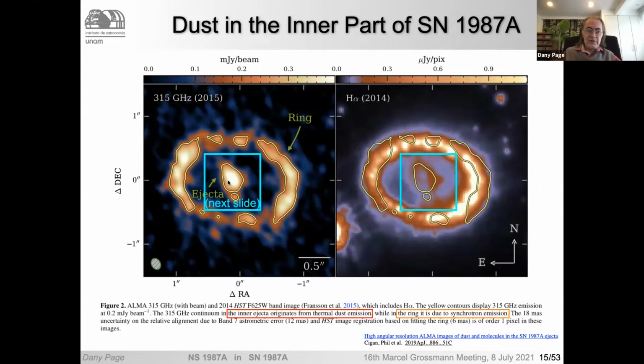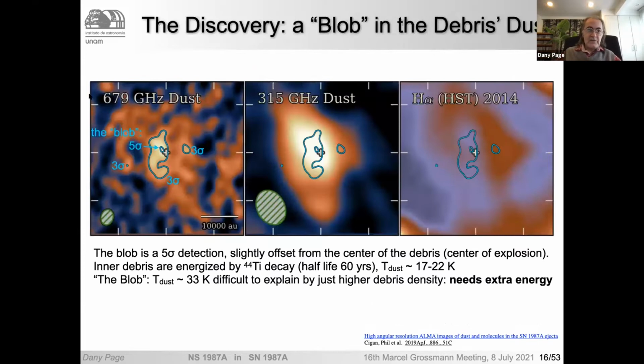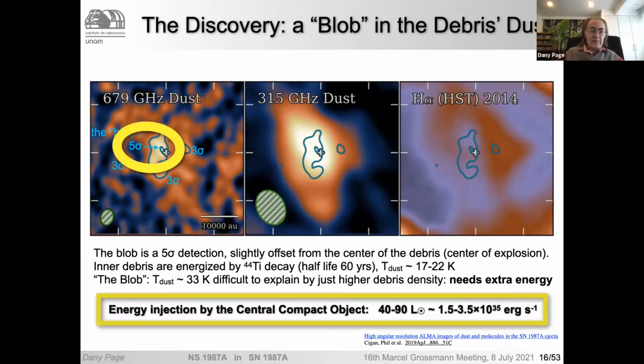Now in 2015, they could go to higher frequency. You see here at 600 gigahertz, so it's half a millimeter, which gives you better resolution. They show what they see as contours, which are 3 sigma, and even one little blob that is 5 sigma above background. This cross is the center of the explosion, so the blob is a little bit off center. They had a hard time explaining the brightness of this blob, and they postulated that it's probably a sign from the central compact object.